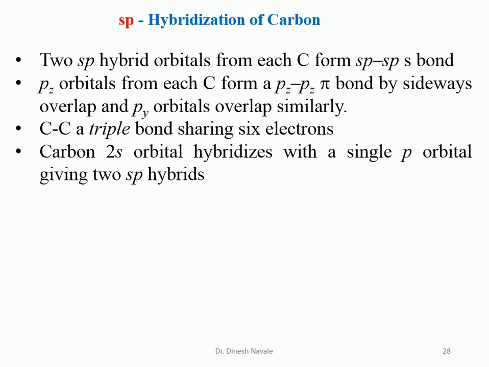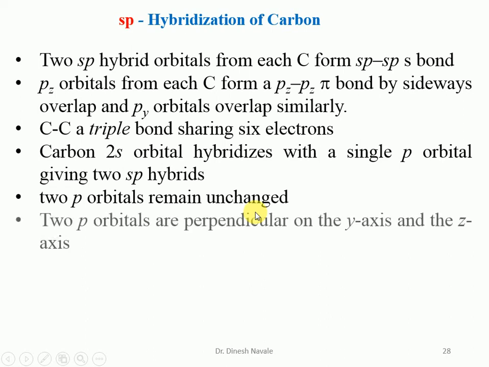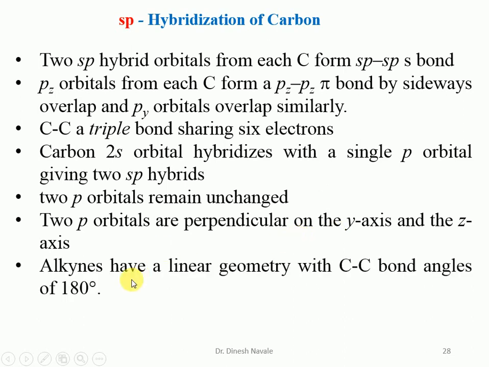The carbon 2s orbital hybridizes with a single p orbital. The 2p orbitals will remain unchanged and are perpendicular to the y axis and the z axis. This is due to the unhybridized 2pz and 2py orbitals, which remain perpendicular to the hybridized orbital, making the geometry linear, and the bond angle of the carbon-carbon will be 180 degrees.